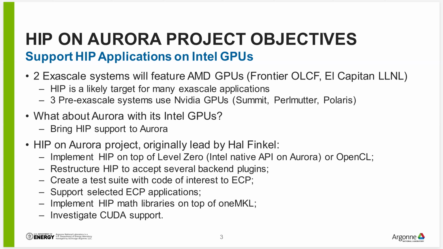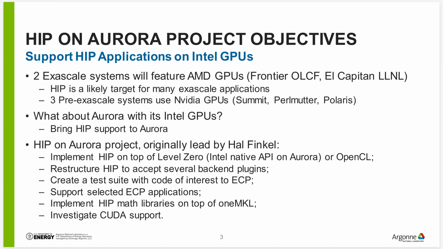The transition from CUDA GPU support to AMD GPU support goes through HIP mostly, or from a higher level programming model like Kokkos. But there are many codes which have been ported to HIP and are being ported to HIP. So the idea is indeed to try and leverage this porting effort on our machine by bringing HIP support to Aurora. So the HIP on Aurora project was originally led by Al Finkel. At this time, we called it HIP-LZ. So if you see HIP-LZ, it's also HIP on Aurora.